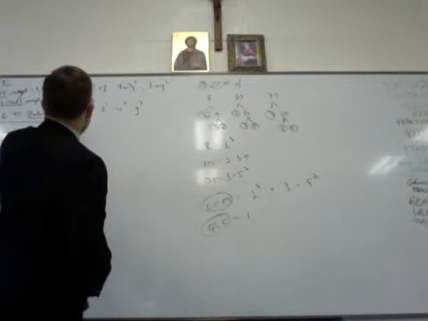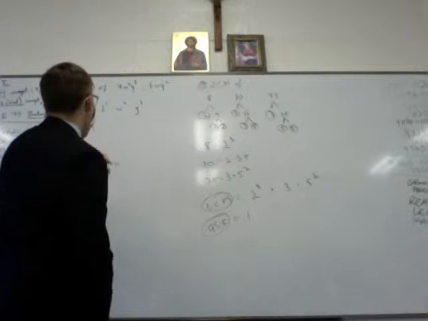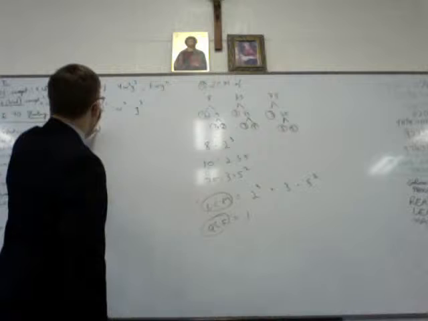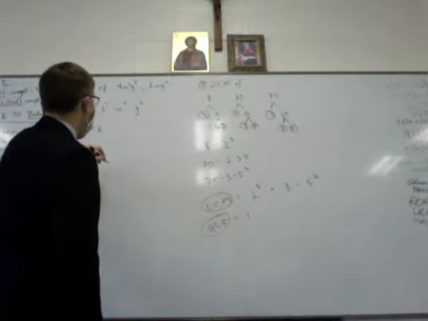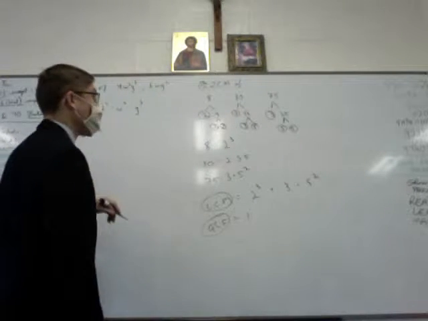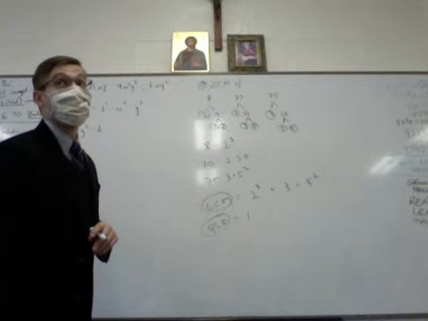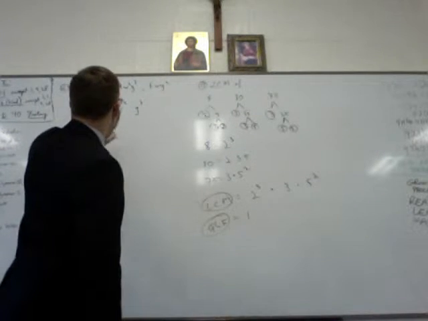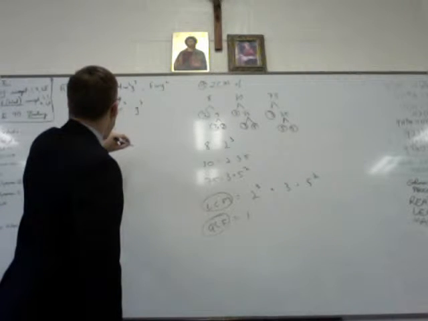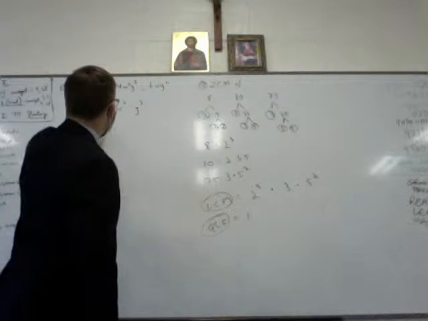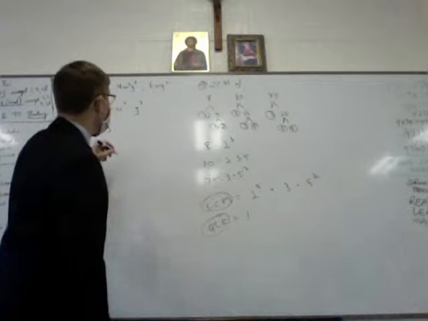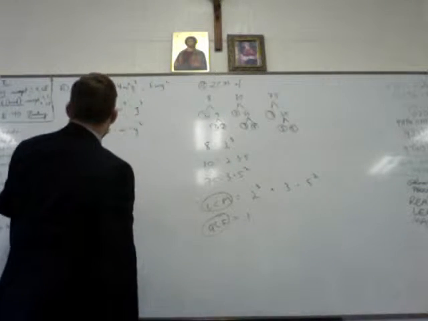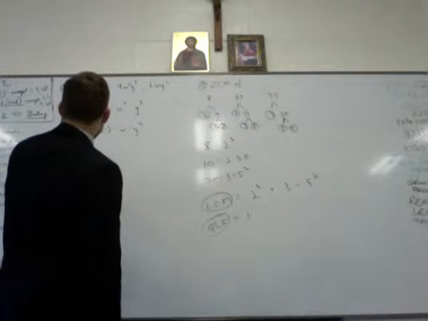Once we finish this problem, 6wy squared breaks down to what? 8 is 2 cubed. What is 6? 6 is 2 times 3. That's 2 times 3 times w times y squared. Same deal for the least common multiple.